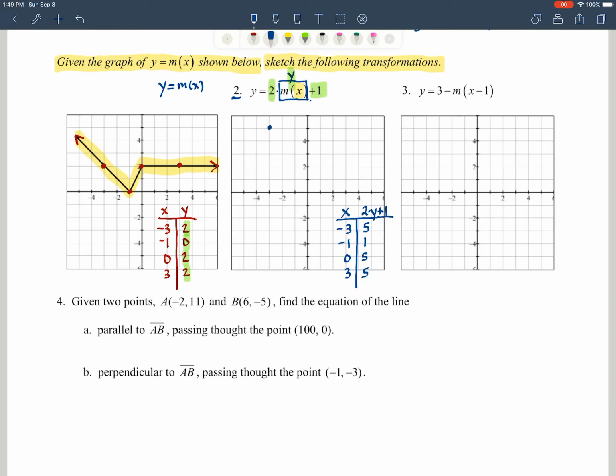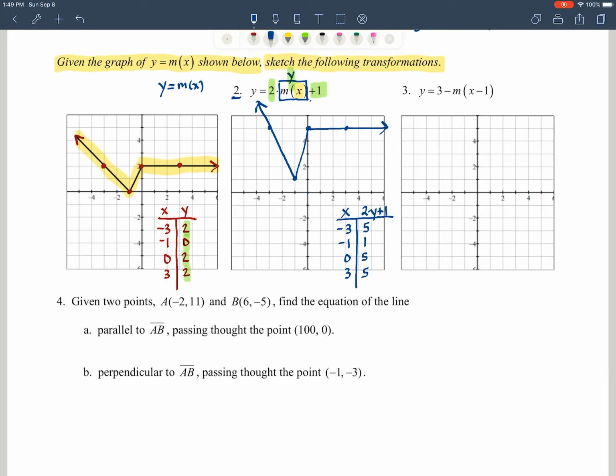We have the point -1, 1. We have the point 0, 5. And then we have the point 3, 5. So our graph should make this shape. As it comes down, it's going to hit here. It's going to bounce up, go that way, and then go straight off to the right. Put my arrows on the ends there. And that would be our transformed graph for number 2.